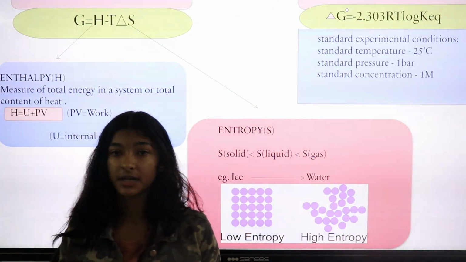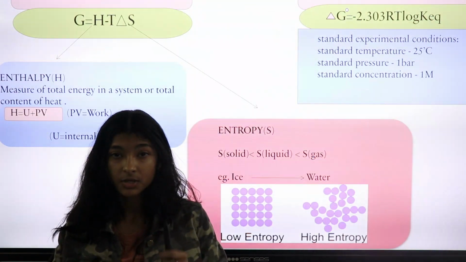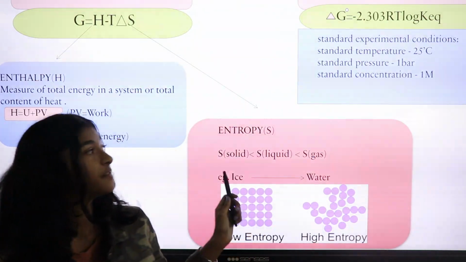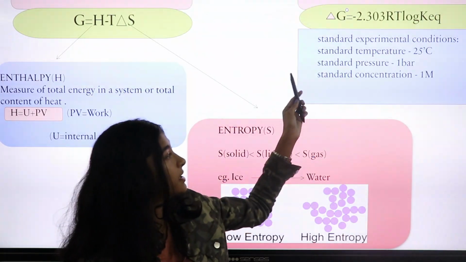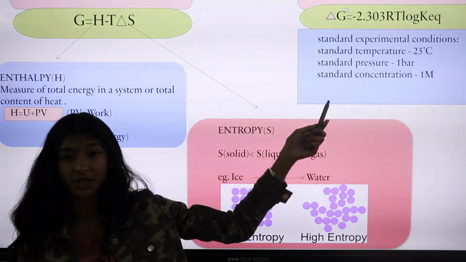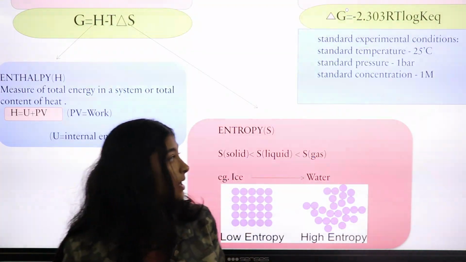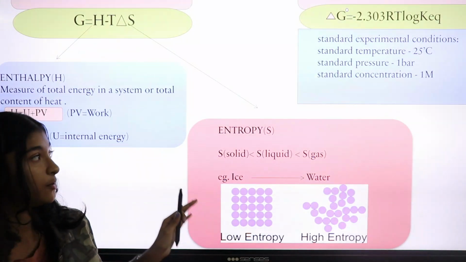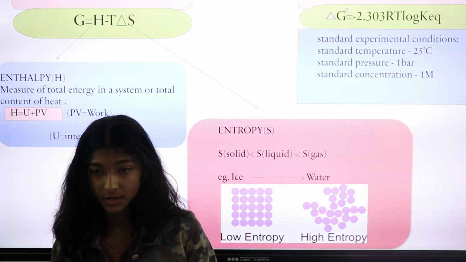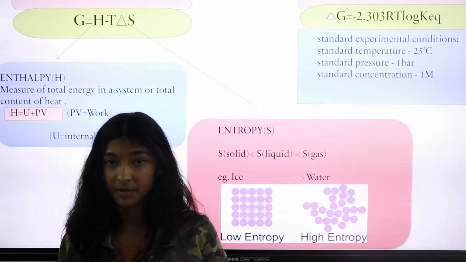We can understand it this way: if we take two elements and combine them to make a chemical reaction, and the reactants and the products are all in a standard state, this is known as standard Gibbs free energy. The standard state means standard experimental conditions such as standard temperature, which is 25 degrees Celsius, standard pressure, which is 1 bar or 1 atmosphere, and standard concentration, which is 1 mole. Then if we try to define standard Gibbs free energy, it tells us about the difference of Gibbs free energy in standard experimental conditions. These were the major differences between both the terms.